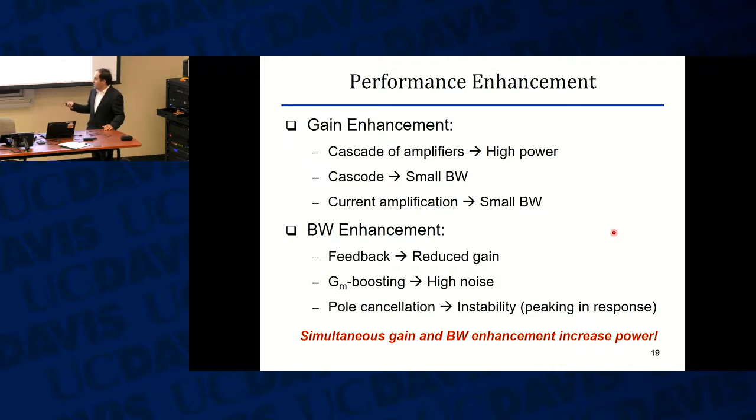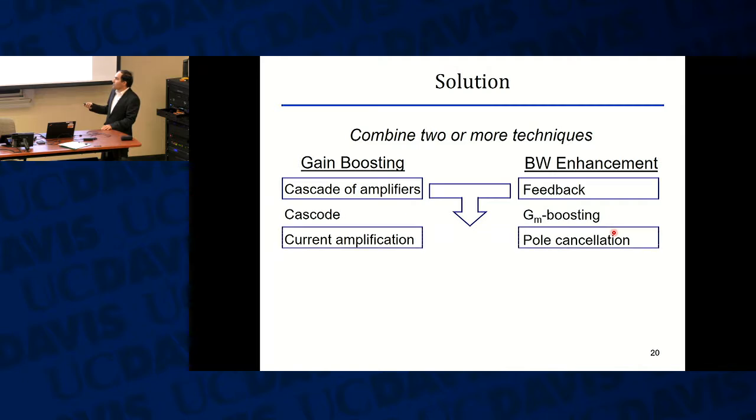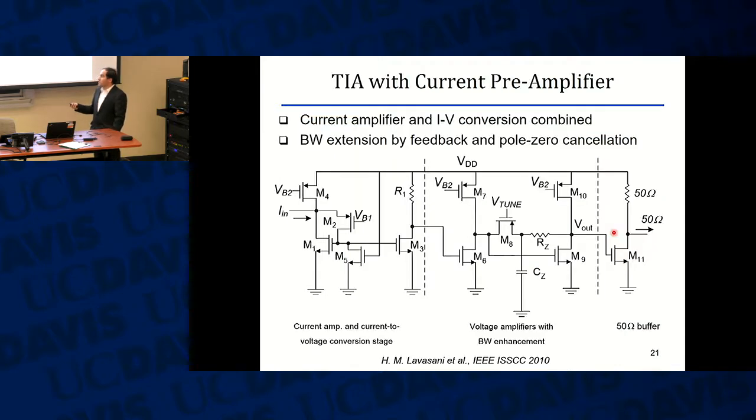So what did we do? The challenge is that simultaneous gain and bandwidth enhancement is very difficult. We mix and match. At first, I thought this was not possible, but when I was actually diving into this, I figured this is actually very possible. So I chose a current amplifier, which was not very conventional at the time, and combined that with a cascade of voltage amplifiers and some pole cancellation techniques with feedback, so I got a TIA with a current preamplifier. This is what we published in ISSCC in 2010.